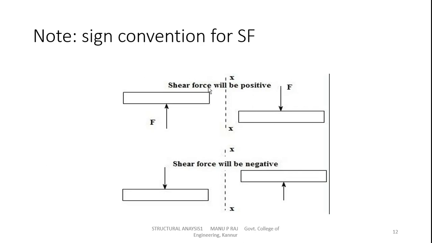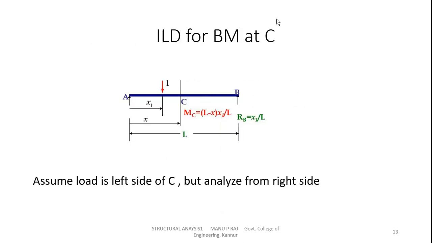This is the sign convention for shear force. Now the ILD for bending moment at C. For deriving the ILD for bending moment at C, first assume the load is on the left side of C and analyze from the right side. Then the bending moment will be the force RB into this distance. RB is x1 by L, into this distance, which is L minus x. This is x, so this is L minus x.